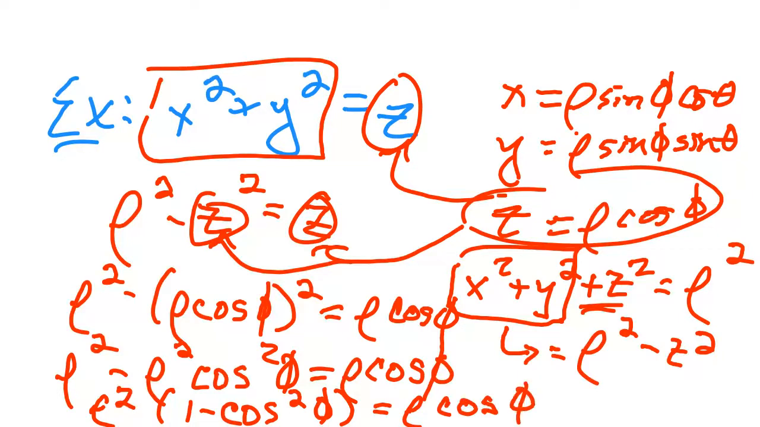Now, what can I replace 1 minus cosine squared phi with? I'm guessing either rho or theta. No. Wait. What, sine squared phi? Yes. So I can replace that with sine squared phi.